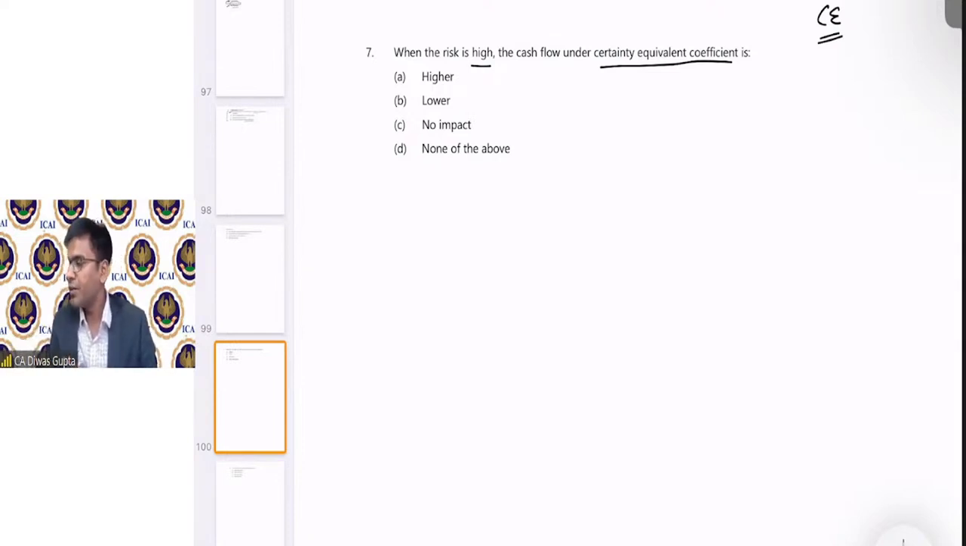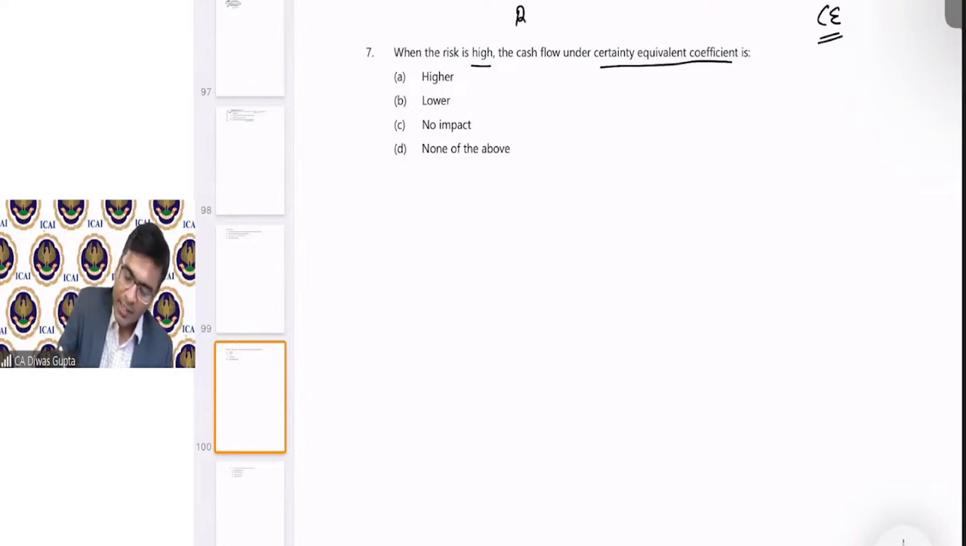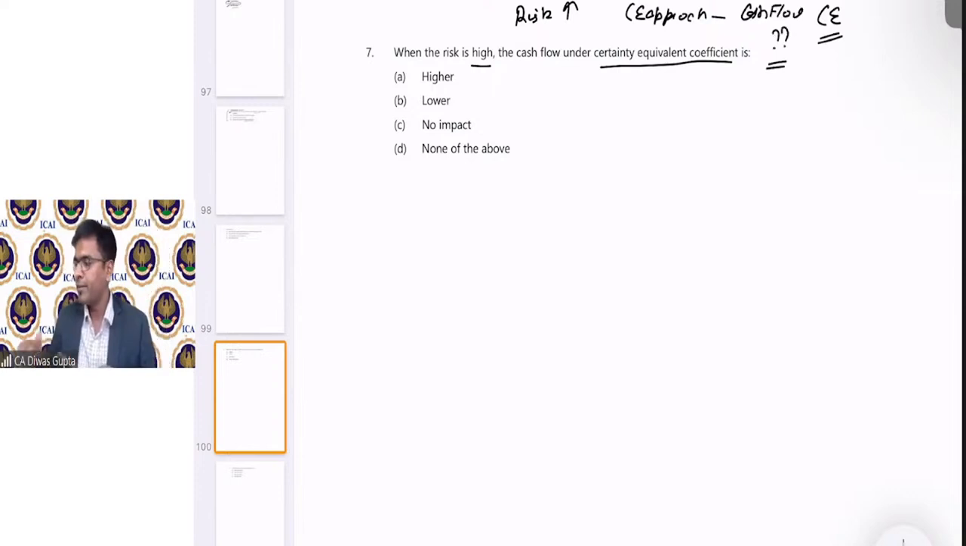Okay, so Shailesh has answered A. Devansh, okay. I will keep it reserved as of now. Let all also please answer. So we are saying here that the risk is high. Then CE approach cash flows, what will happen? Whether they will be higher, lower, or no impact, or none of the above. So Suraj, Mansha, Robin, Manju, and Anumula, you are right.